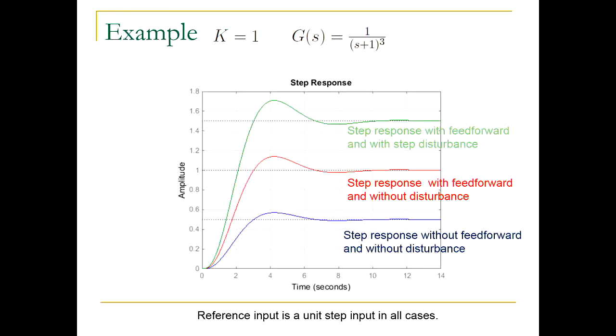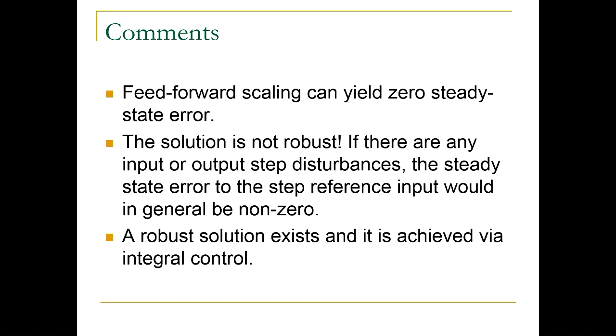All right. So what can we conclude from all this analysis? Well, several things. Feed forward scaling, like this plant inversion, can yield 0 steady state error, but the solution is not robust. If there are any input or output step disturbances, or any other non-step disturbances, the steady state error would in general be non-zero. And also, if we have plant uncertainty, if the model that we are using for design is different from the true plant, you will again not achieve zero steady state error with this approach.